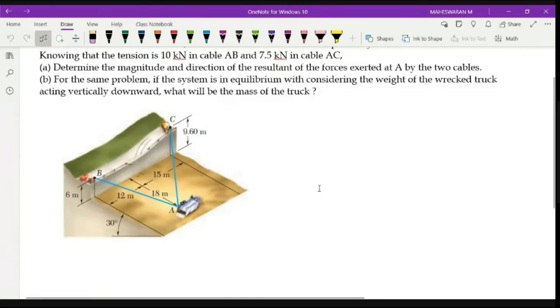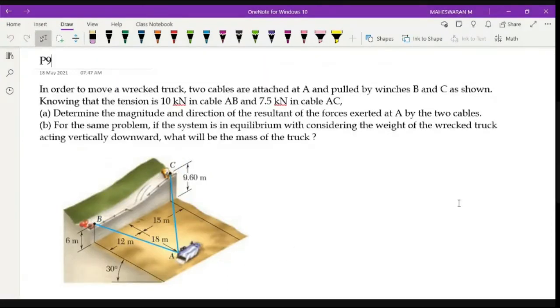The second question is, if the truck has a weight W, and whatever the force applied by these two cables keeps the truck in equilibrium, then what will be the weight or mass of the truck? That is my second question. Okay, can you understand the question? The first thing is I have to draw a free body diagram for this, right? In the free body diagram, there are two forces acting. One from here towards C, the other one from here towards B. These are the two forces which are acting.